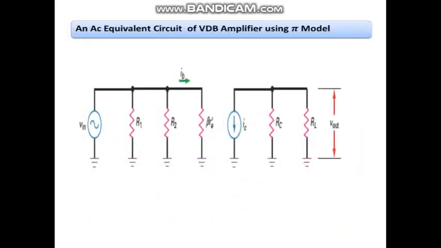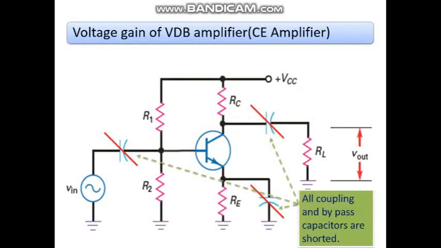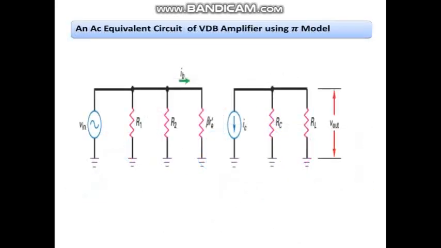And the AC equivalent circuit, this is the pi model for the voltage divider bias amplifier. This we have learned in chapter 9. If this is our VDB amplifier, then this is how we can represent it using the pi model. This is your input source. R1 and R2 are in parallel with the beta RE dash input impedance. And this is the current source on the output side, in parallel with RC and RL. Current IB flows through here.